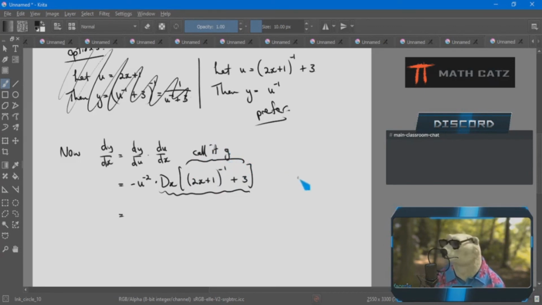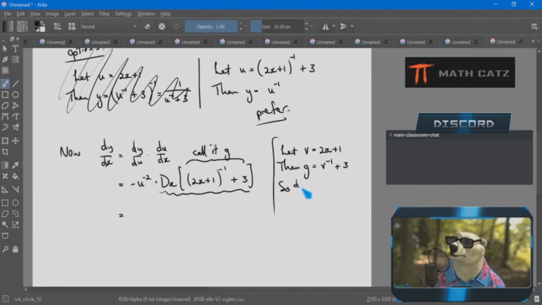People are very hesitant to do things like this. Just scribble some stuff on the side and say that inside function, let's call it V because we've used a U. Let's use a V and call it 2x plus 1. Then this little function, not my original, is v to the negative 1 plus 3. That's simple enough.